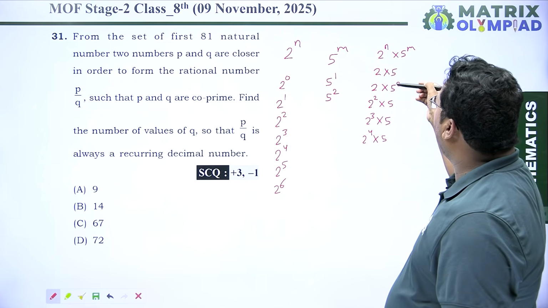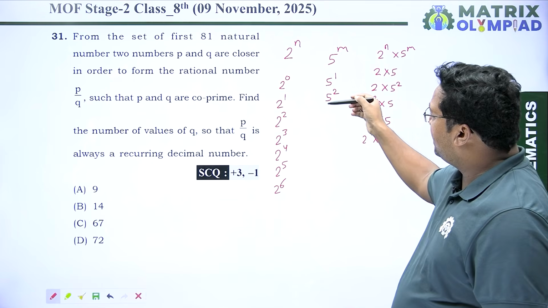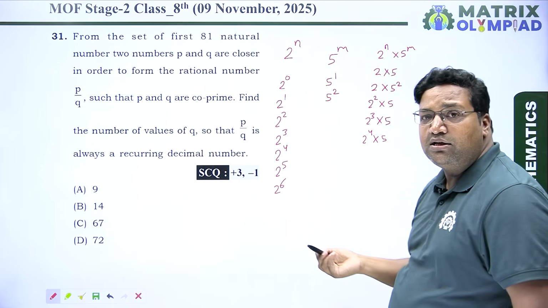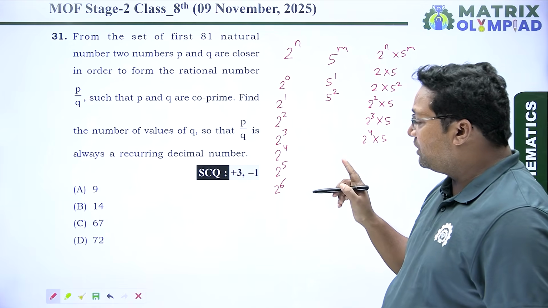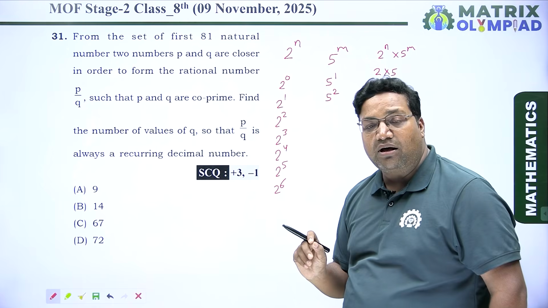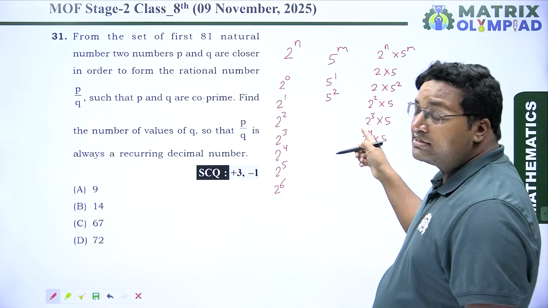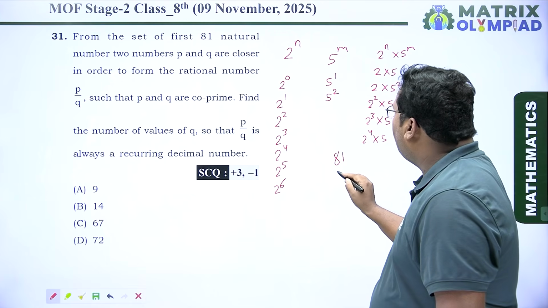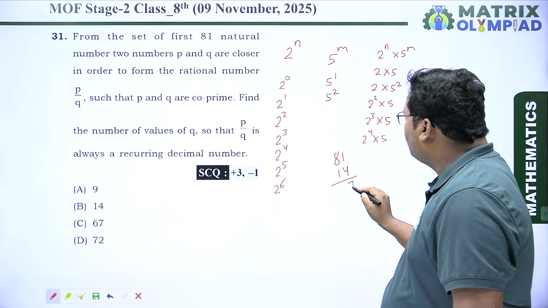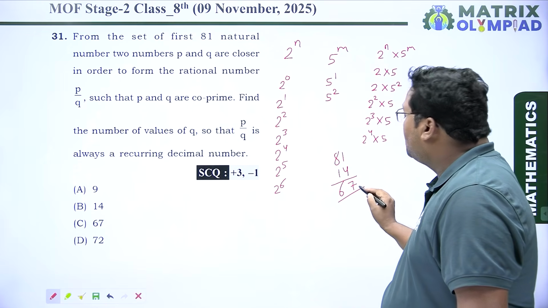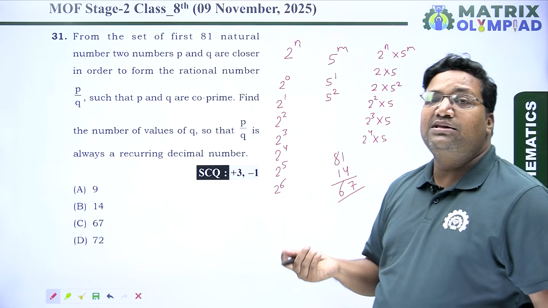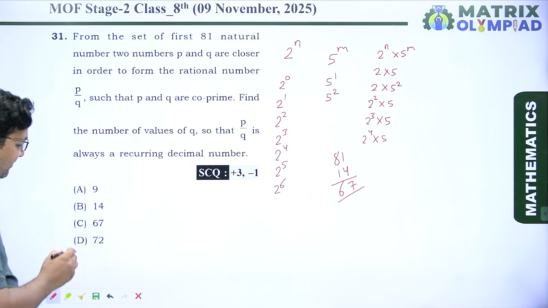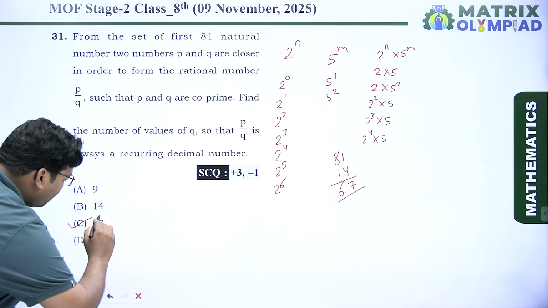So these numbers are 1, 2, 3, 4, 5, 6, 7, 8, 9, 10, 11, 12, 13, 14. So these numbers are 14. And we have to find out the value of q for which p upon q is a recurring decimal number. So we have to subtract these numbers from the 81 natural numbers. So 81 minus 14, which is equal to 67. So the value of q for which the number is recurring decimal number is 67. So in this question, 67 is option C. So option C will be the right answer.